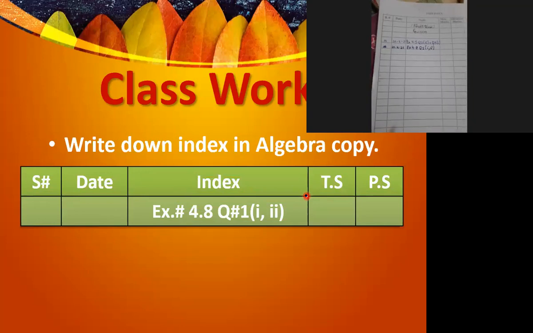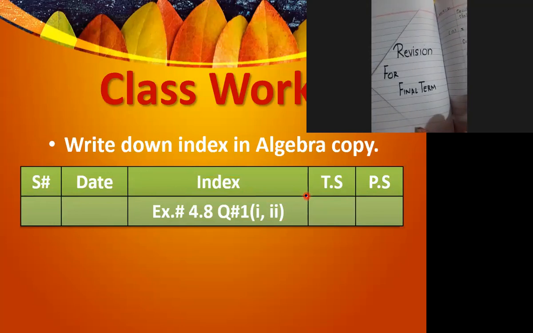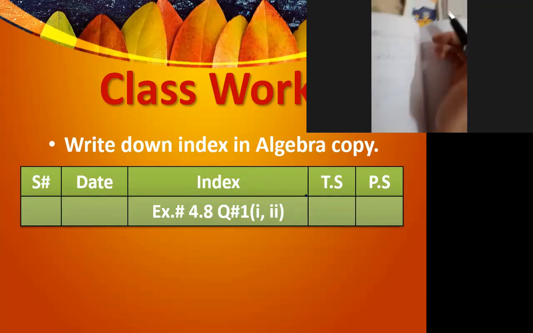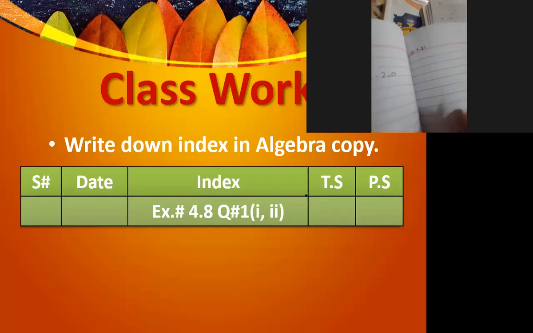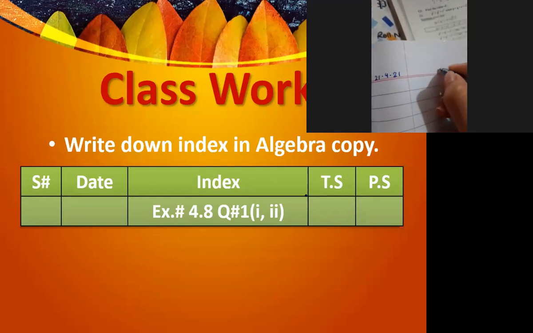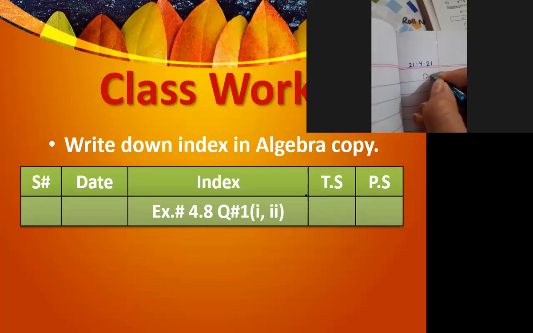Yes, very good. Now, show the revision title page or flap, Maida. Okay, this was the flap, and we have started in algebra copy. Now, start your work. This was your yesterday work. Now, start the work from the same new page with the heading, with the date, which is 21 4 21. Exercise number 4.8, heading of exercise number 4.8. Very good. Bit number 1 and 2.